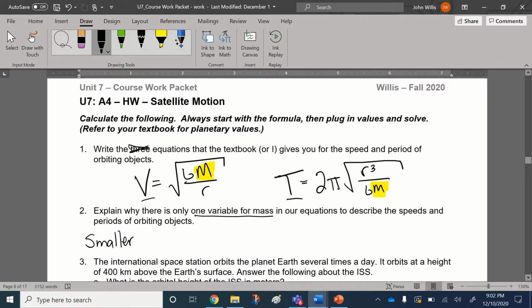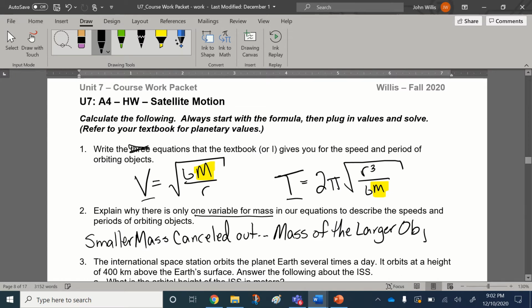In all of our proofs, all of our derivations that we did, the smaller mass canceled out, and that left only the mass of the larger object. Basically, it's the object that is being orbited. So if you're talking about the Earth and the Sun, the Earth orbits around the Sun, so we're going to use the mass of the Sun, the larger object.